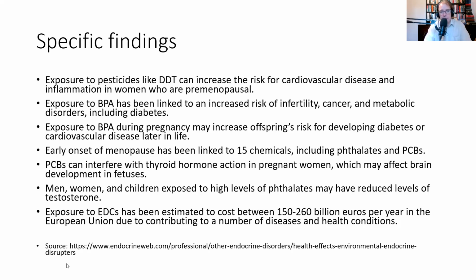Early onset of menopause has been linked to 15 chemicals, including phthalates and PCBs. PCBs can interfere with thyroid hormone action in pregnant women, which may affect brain development in fetuses. Men, women, and children exposed to high levels of phthalates may have reduced levels of testosterone. So this low T syndrome that we hear about in men and women who have lost their sex drive and test low for testosterone, they may have a problem producing testosterone due to exposures to phthalates. Exposure to EDCs has been estimated to cost between 100 and 260 billion euros per year in the European Union due to contributing to a number of diseases and health conditions.